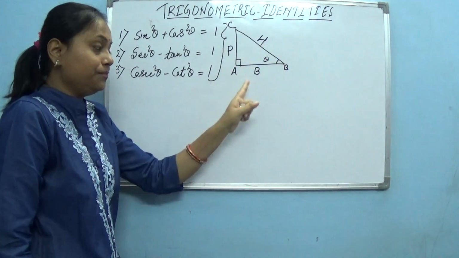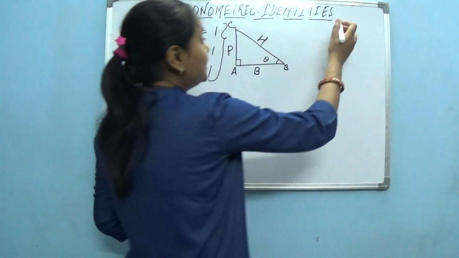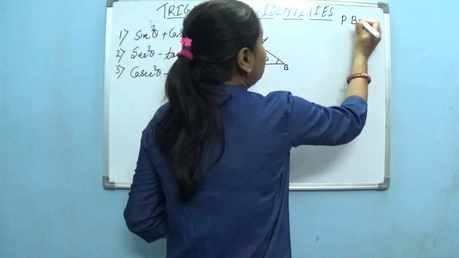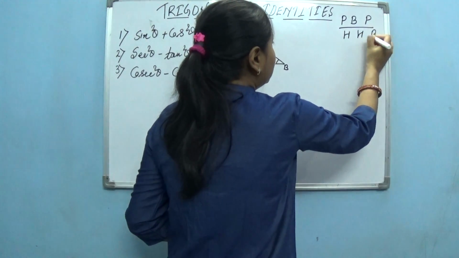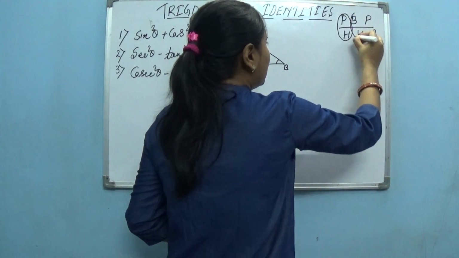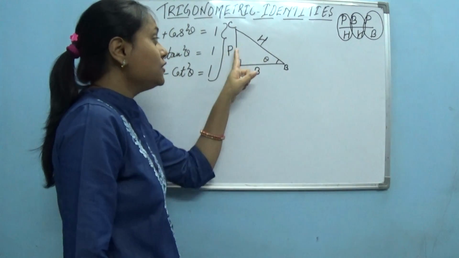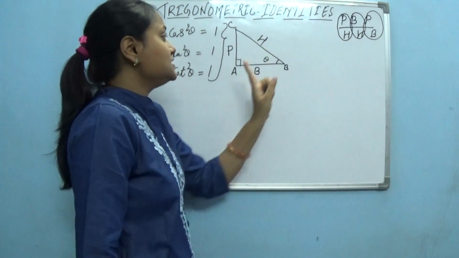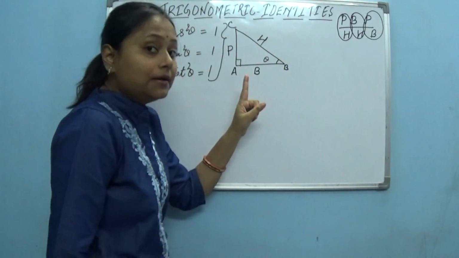Clear? HBP. Sin theta, cos theta, tan theta. Sin theta is P upon H, it means perpendicular upon hypotenuse. Cos theta is base upon hypotenuse and tan theta is perpendicular upon base.